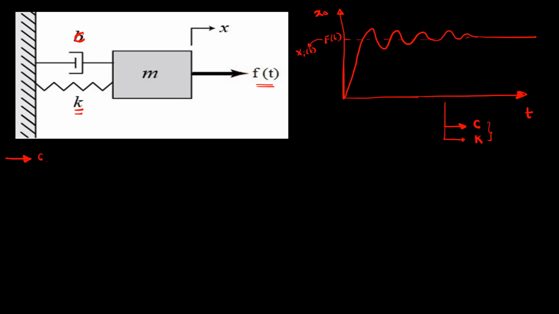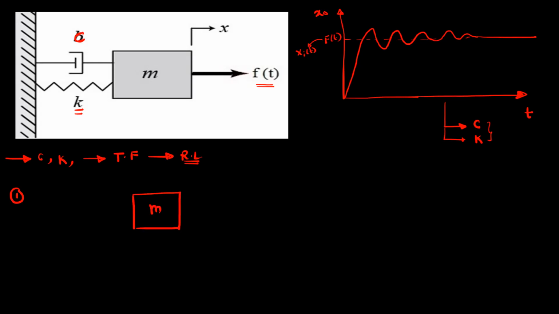So the first part is we have to find out the C and K values. From the C and K values, we will find out the transfer function, and then we will find out the root locus. First we have to model this system, that means we have to find out the mathematical model.